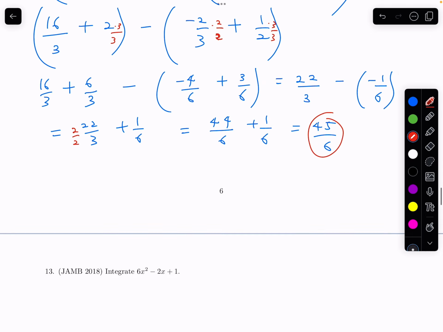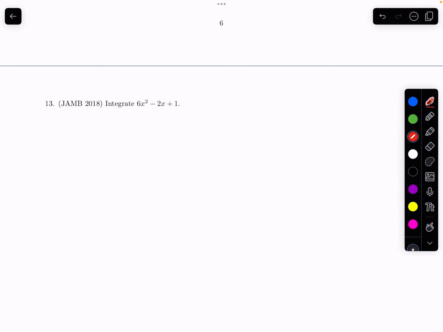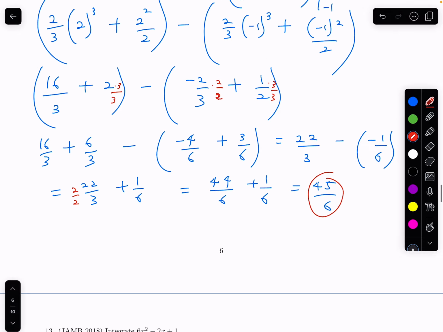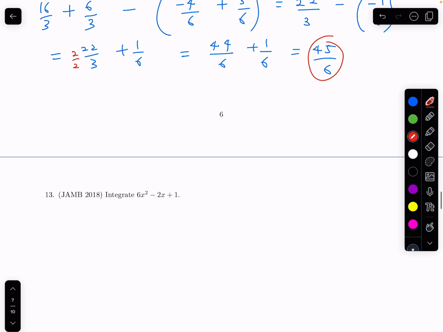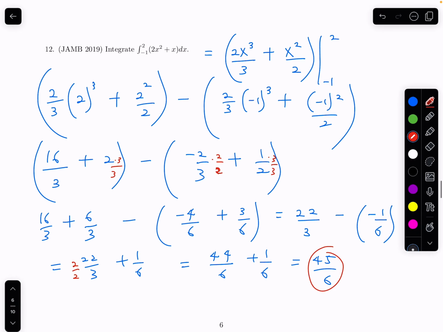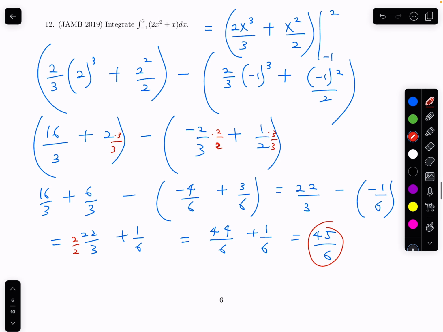So let's look at the next problem, which is problem number 13. Before we move to problem number 13, for problem number 12, we can simplify that further to be equal to 15 over 2. Okay, because sometimes your answer might be in the lowest form.